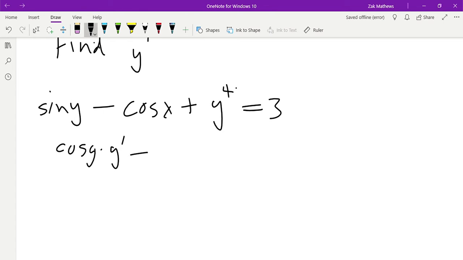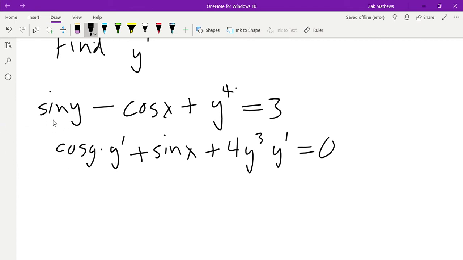The derivative of cosine is a negative sine, so that's going to switch that term back to positive. Sine x, and the derivative of the inner function there is just 1. For y to the 4th, the derivative of that is 4y cubed times the y prime. And then on the right-hand side, the derivative of 3 is just 0.